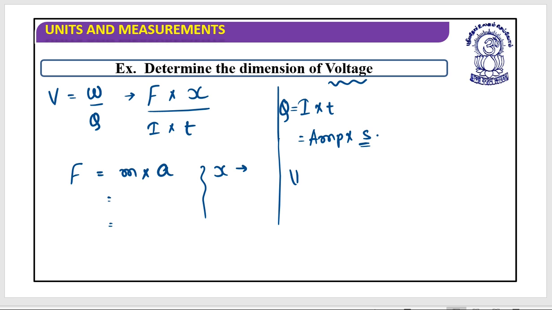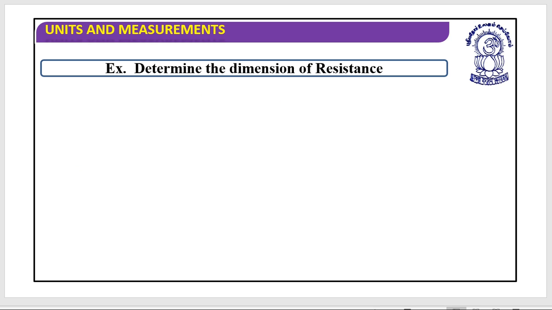Next, V is equal to work done by charge. Write down the dimensional formula of work done that you have derived here. Write down the dimensional formula of ampere into second, and then just solve this. Can you do it? Very good, great work. Let's move on. Determine the dimensions of resistance. Now any formula regarding the dimensions of resistance, how can you do it?